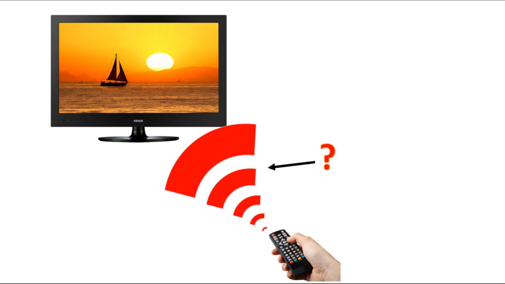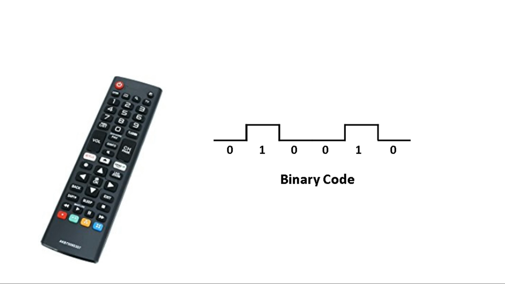The focus of this video is to explain what goes in the infrared radiation that travels from the remote to your TV. All the buttons that you see in a remote control are connected through an electronic circuit to a microprocessor. So anytime you press a button, the microprocessor will generate a binary signal or a binary code that is associated with that button you pressed.